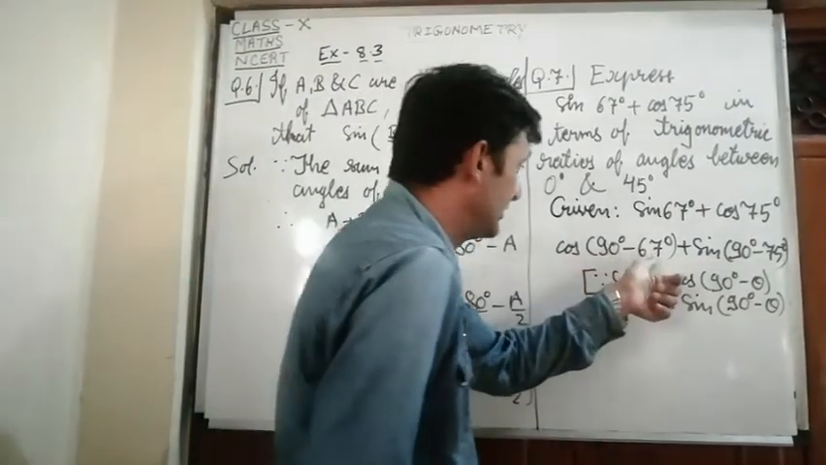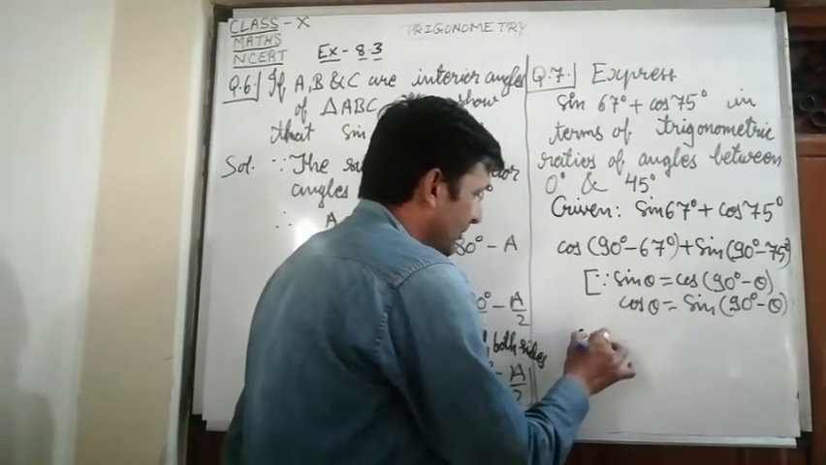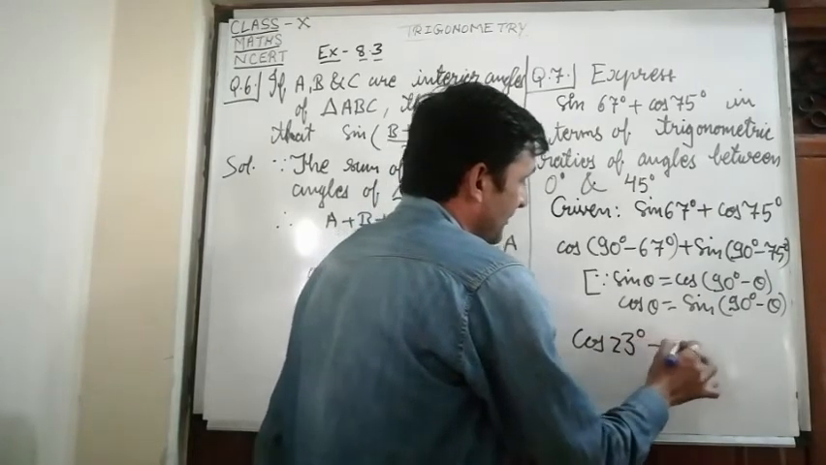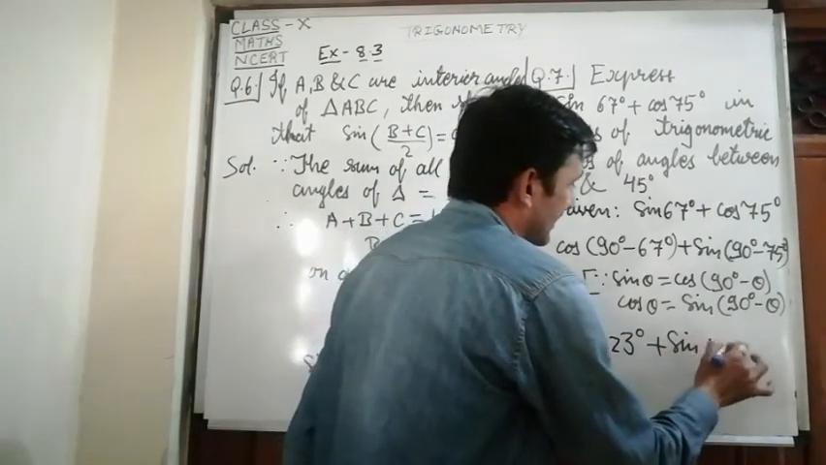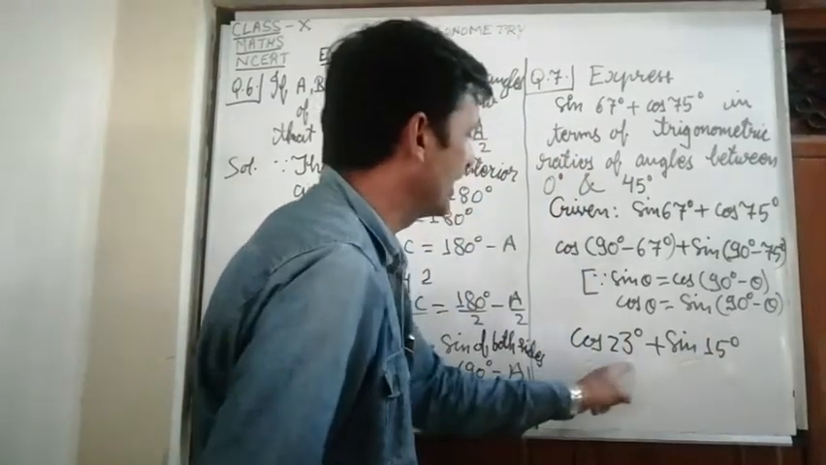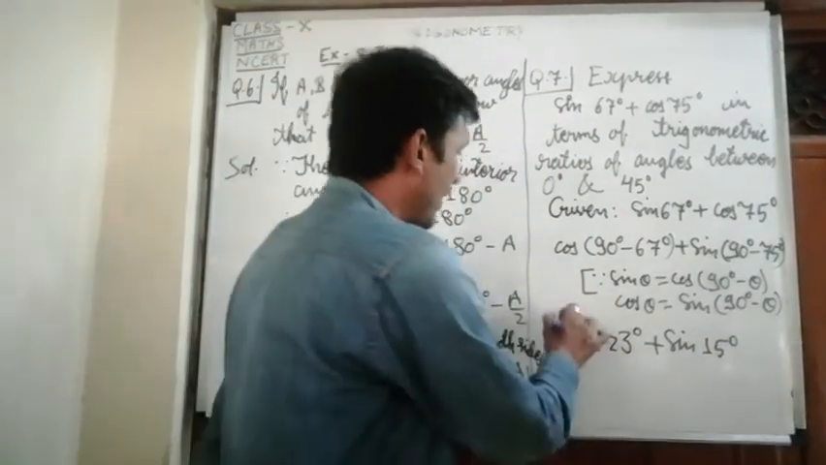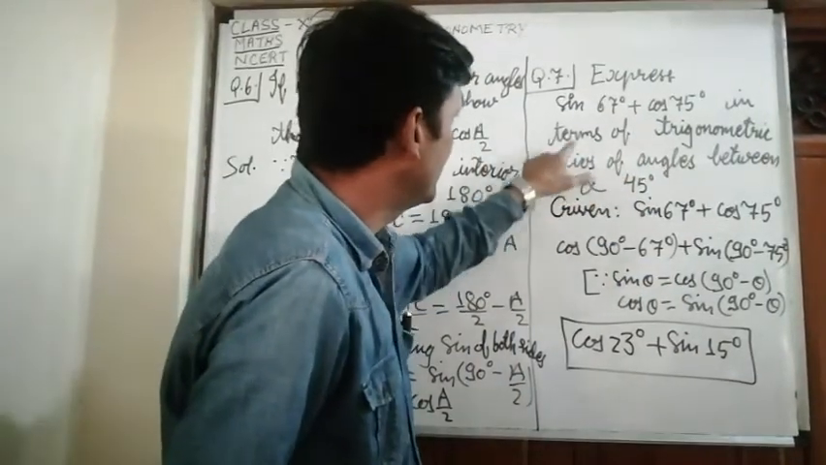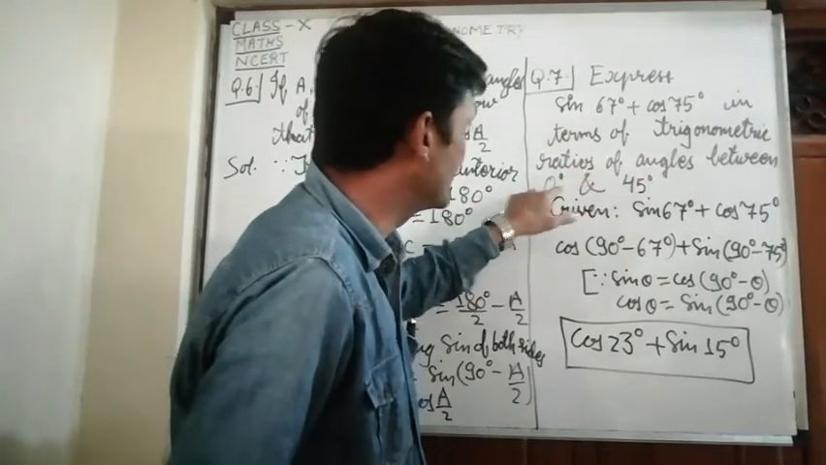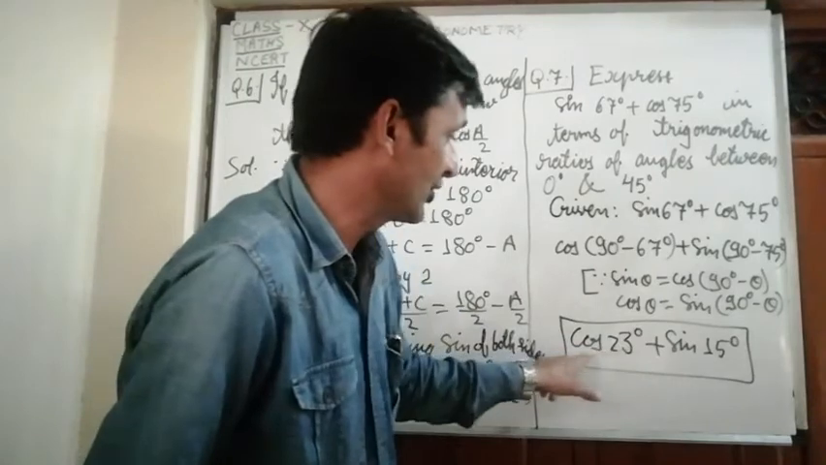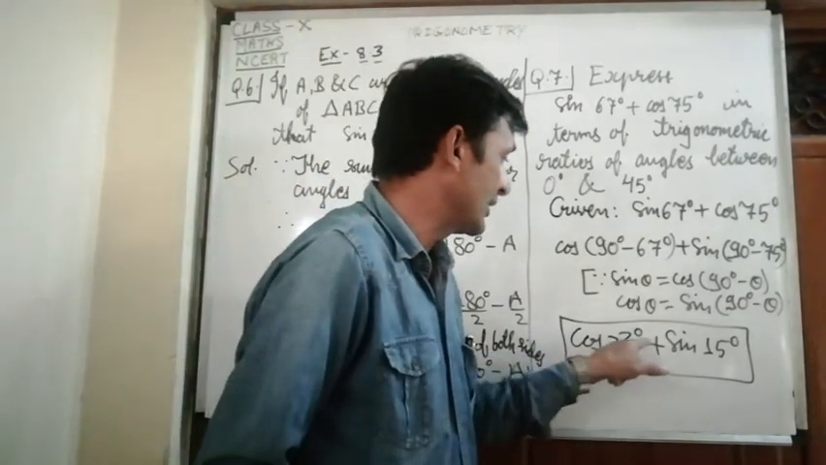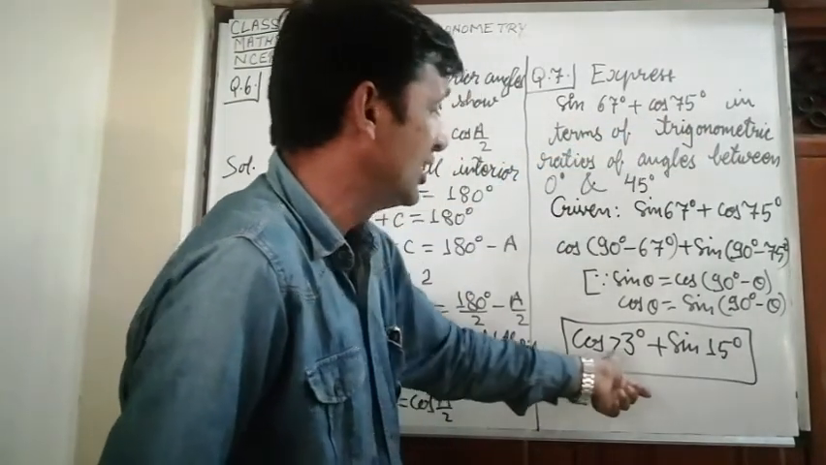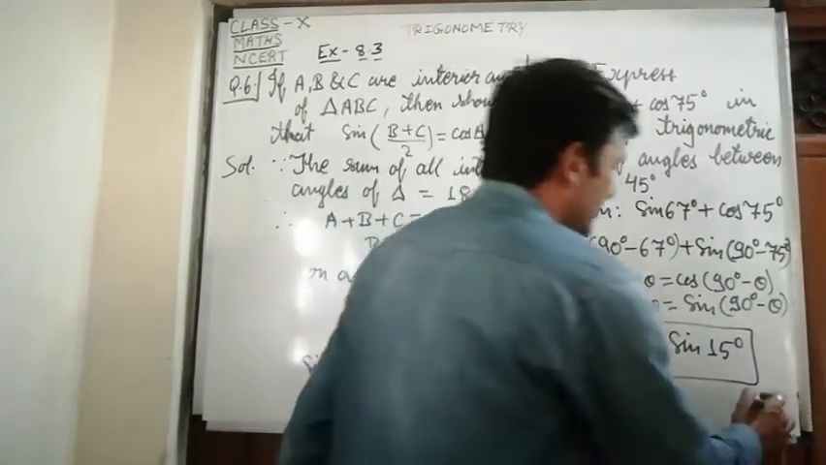If we subtract 67 from 90, then this will become cos 23 degree, and here 90 minus 75 is 15, so plus sin 15 degree. Means it is in between 0 degree and 45 degree. See, this is only the required part, because in question it is asked that we have to express the trigonometric ratios between 0 degree and 45 degree. So sin 67 degree plus cos 75 degree can be written as cos 23 degree plus sin 15 degree. This is only our answer.